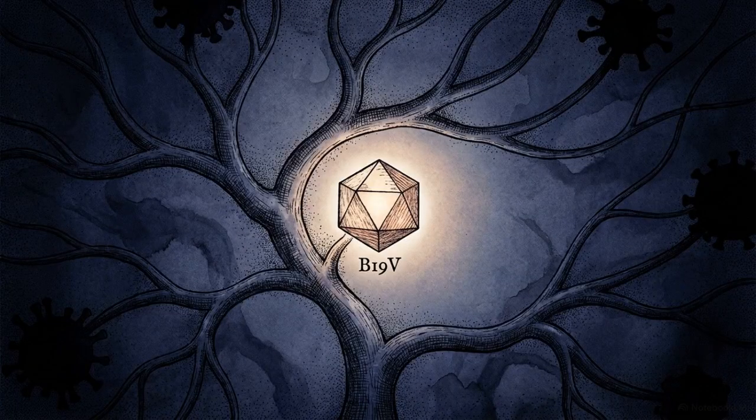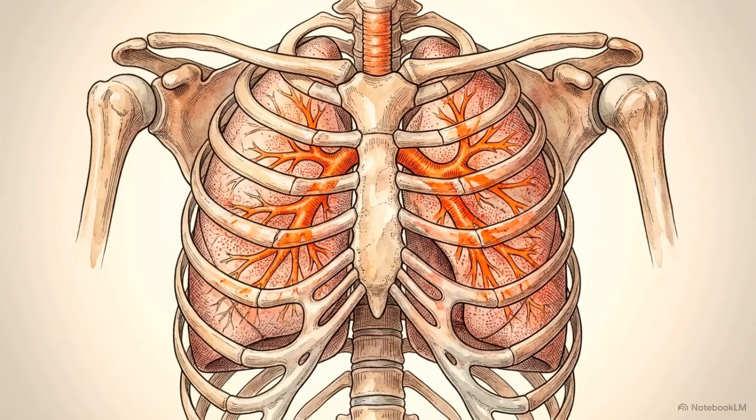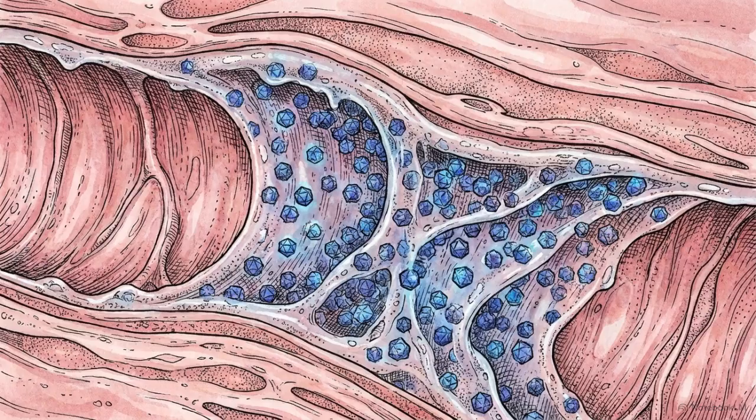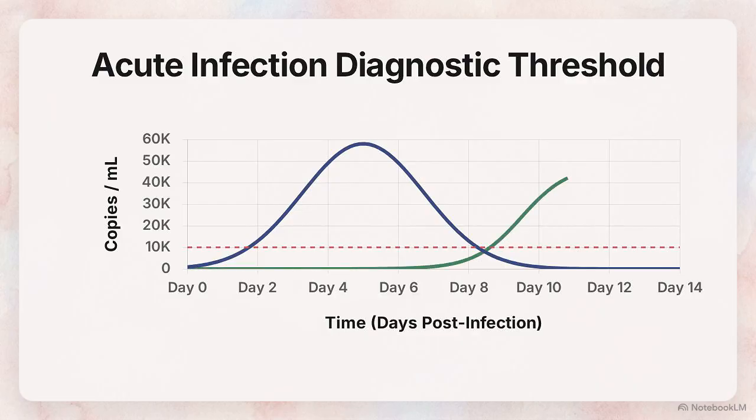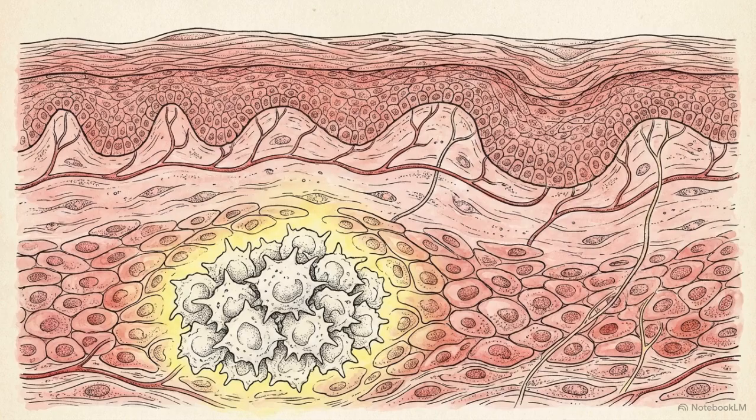While B19 is the most established human parvovirus, the Parvovirus family contains other emerging pathogens. Human Bocovirus 1, or HBOV1, is a frequent driver of pediatric respiratory tract infections. It shares a similar diagnostic challenge with B19V. HBOV1 DNA persists for months in airway secretions. Confirming an acute infection requires detecting a high viral load, exceeding 10,000 copies per milliliter, alongside active seroconversion. Another relative, cuttavirus, has a tentative association with cutaneous T-cell lymphoma.